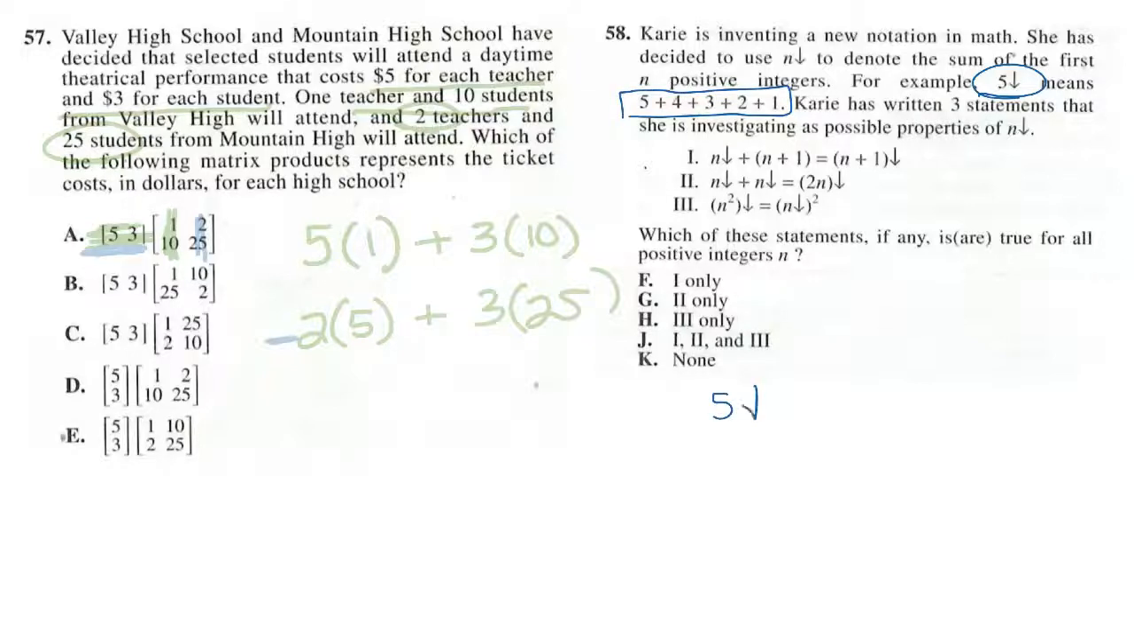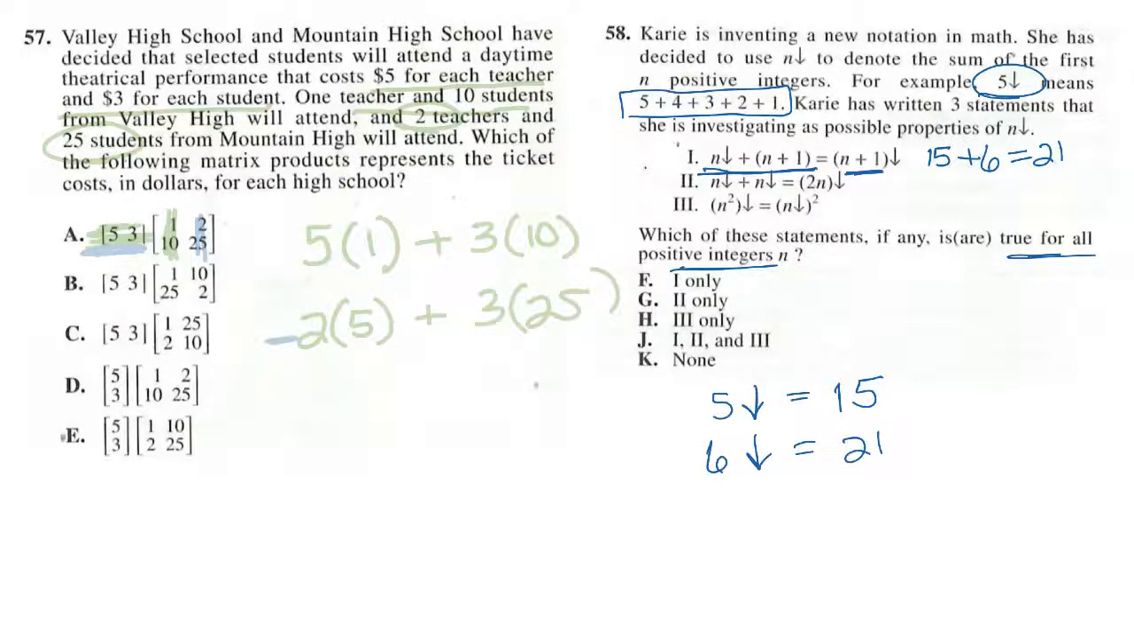So I know 5 arrow down is going to be equal to, let's see, 5, 10, 15. Now, which of the following is going to always be true for all positive integers? So let's see about this one. I'm going to use the example, let n be 5. So here I have 5 arrow down, which gives me 15 plus, well, n was 5, so 6, so that's going to give me 21. Is that the same thing as 6 arrow down, which is just adding 6 to 15, so I get 21.